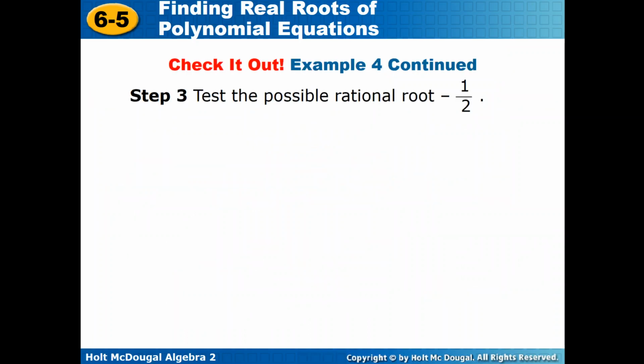Okay, so we're going to test the possible rational root of -1/2. So let's go ahead and do our synthetic division. Go ahead and set it up. Here we go. And let's just remember, bring your 2 straight down. Multiply -1/2 times 2, and we get -1. Add those together is -4.